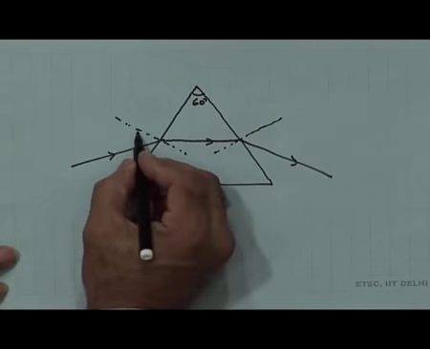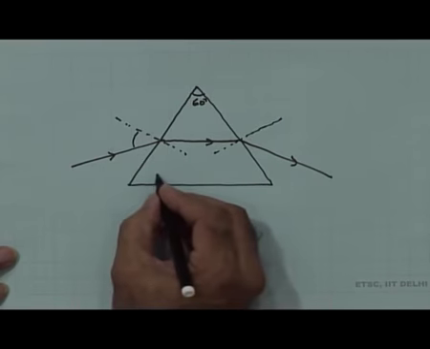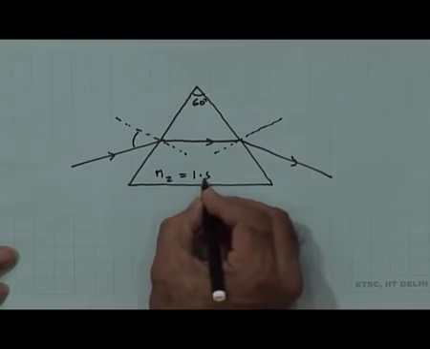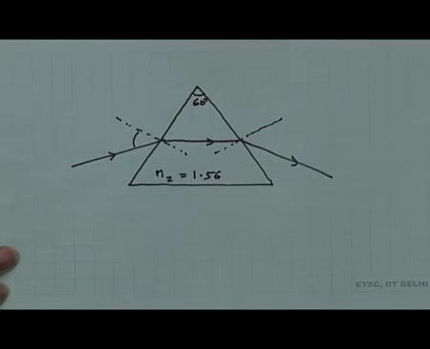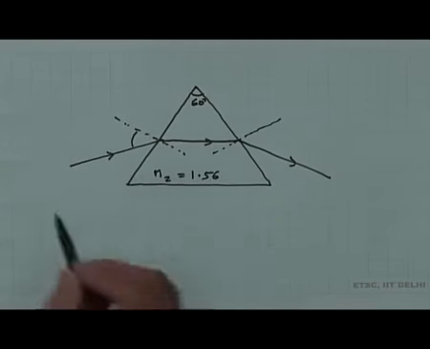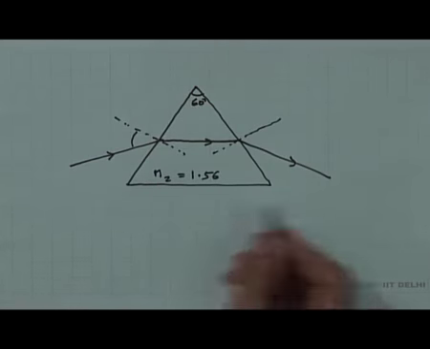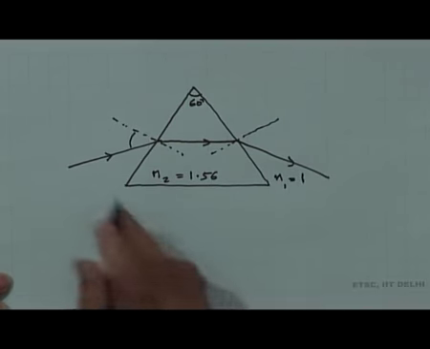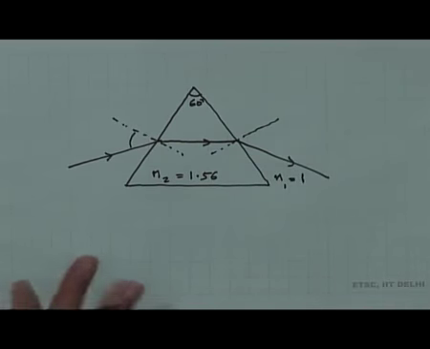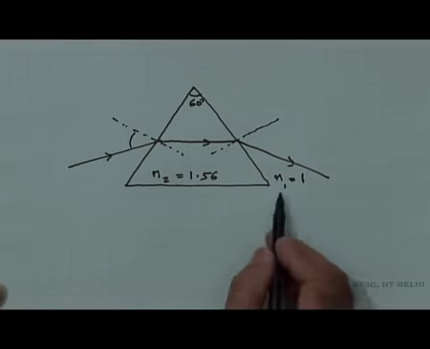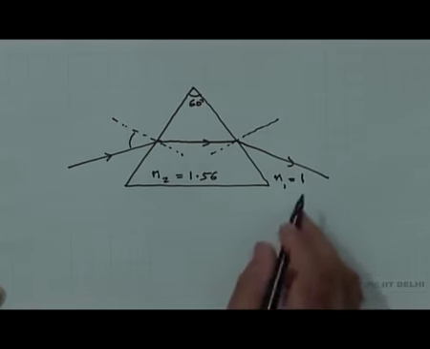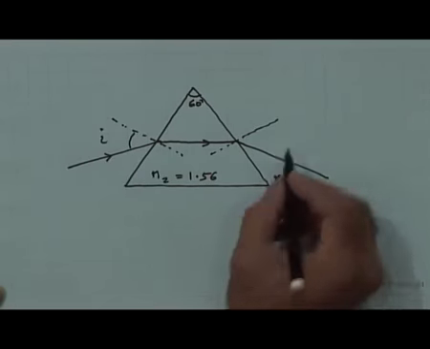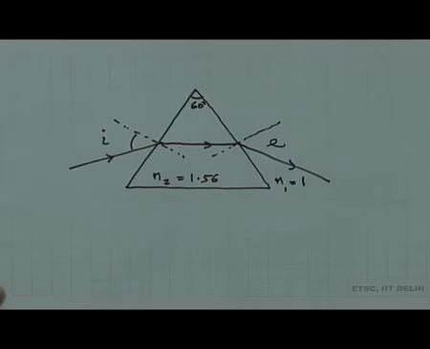So, the first part is, the refractive index is given, n2 here is 1.56. If the refractive index of the outside medium is not given, then we assume that n1 is equal to 1, that is air, because in general the prism is placed in air and therefore, n1 is equal to 1. So, the question is what should be I, so that I is equal to E.